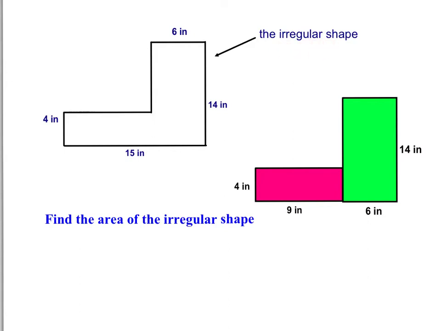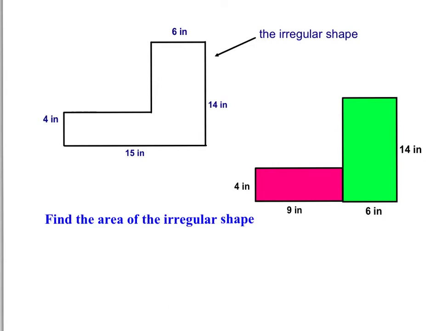Here is the irregular shape that we just saw on the previous slide. If you notice what I did here, I broke it down into two rectangles. The one in green represents this rectangle right here. The one in pink is not the whole entire length, only from here to where it stops. So I'm going to show you how to break this irregular shape down into two rectangular shapes.